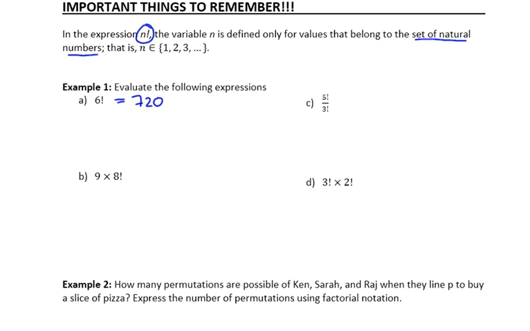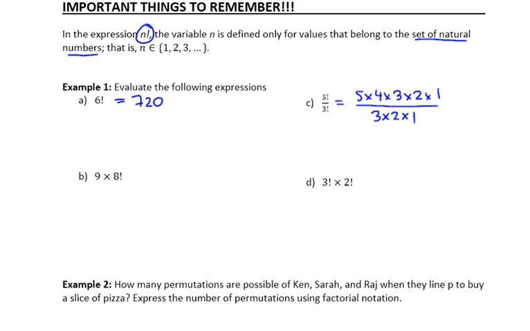Okay, so first algebraically, how else could I write 5 factorial? 5 times 4 times 3 times 2 times 1 over 3 factorial, or 3 times 2 times 1. You're excited about it? No? I'm the only one awake today.